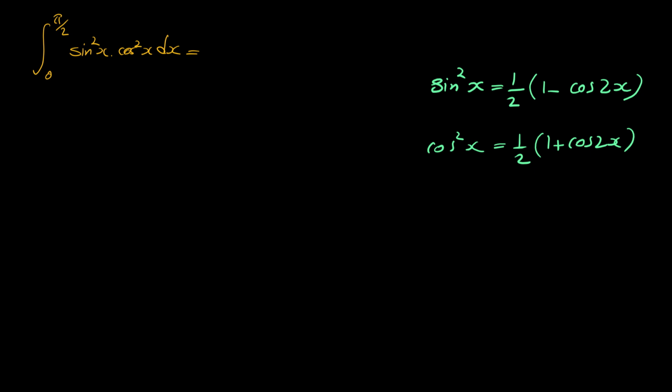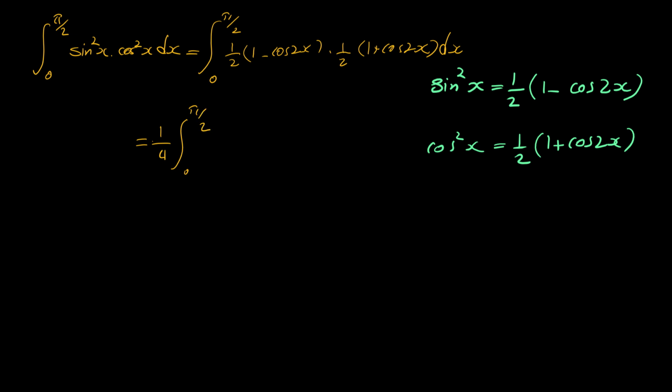So simply here we can replace sine squared with this and cosine squared with that. So we have the integral from 0 to pi over 2. Sine squared we replace with 1/2 (1 minus cosine 2x), and for cosine squared, 1/2 (1 plus cosine 2x) dx. 1/2 times 1/2 is 1/4, and we can leave it outside. So 1/4 integral 0 to pi over 2.